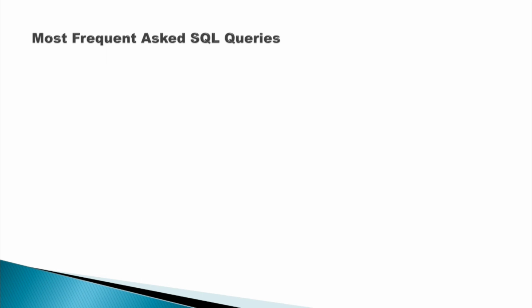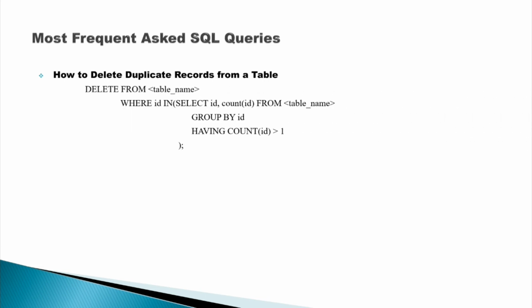Here we can discuss the most frequently asked SQL queries. How to delete duplicate records from a table. Before deleting any record from a table, you need to be more careful. If you are 100% sure, then you can run the delete command. Otherwise, you should discard that command. This is the syntax for how we delete the duplicate records from a table.